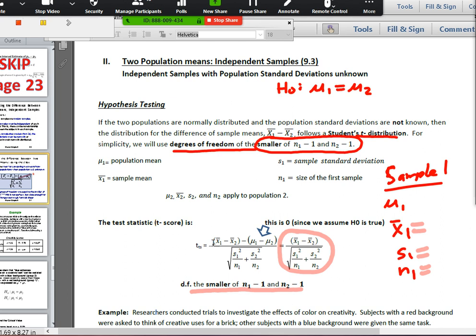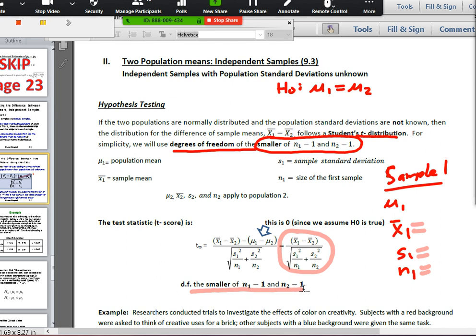So here's our test stat. And again, remember, mu1 equals mu2. So when you subtract them, this should be 0. That goes away. So you just get this. X bar 1 minus X bar 2 over the square root of S1 squared over N1 plus S2 squared over N2, because you add the variances and you square root them to find the standard deviation. So this is where this part comes from.